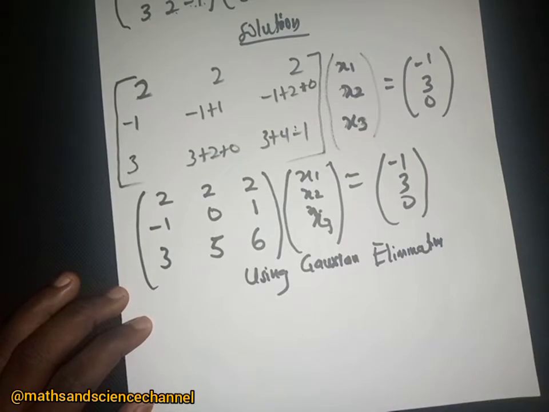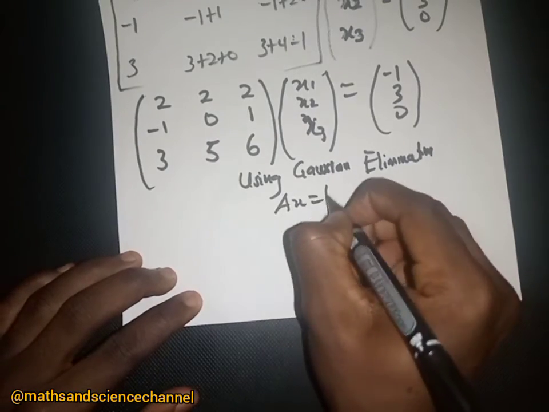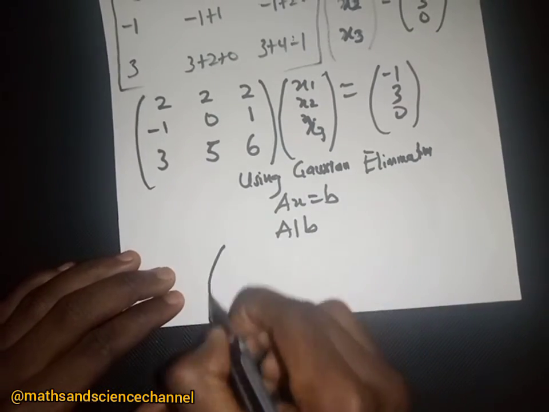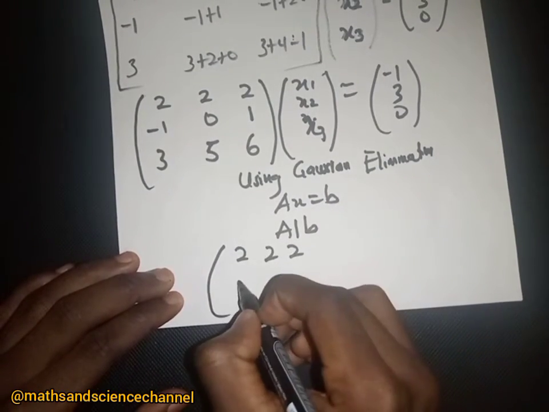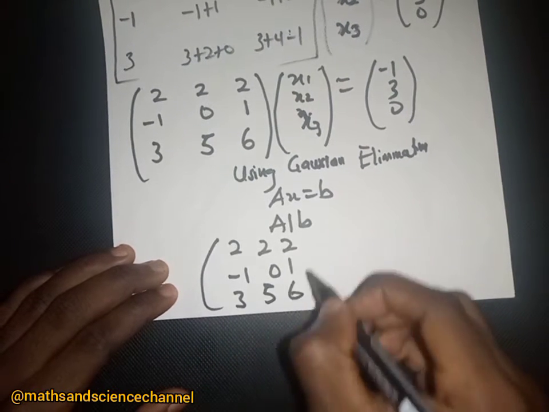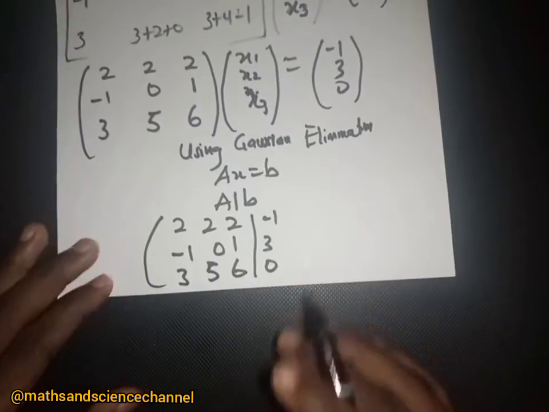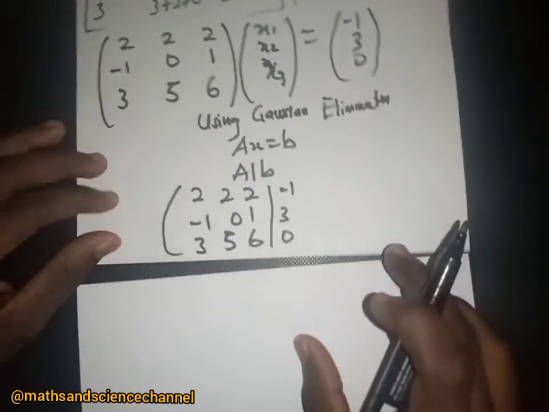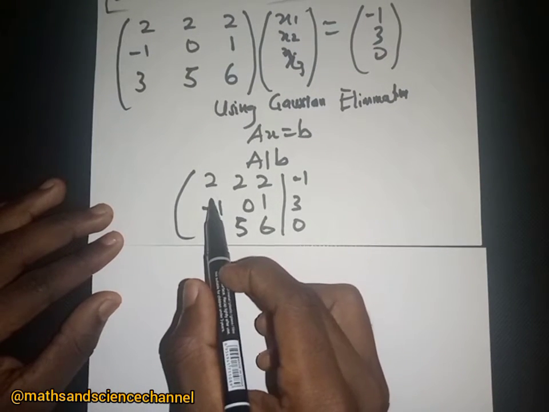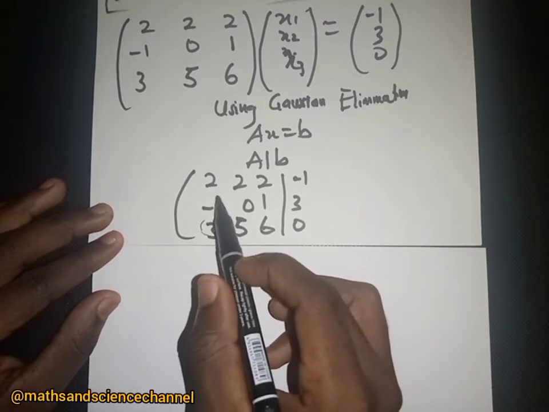Using Gaussian elimination, what we are going to do is form the augmented system, AX being equal to B, which is basically what is here, right? So we're going to use A, then the B here. So we have 2, 2, 2, -1, 0, 1, 3, 5, and then 6 here. And the B part should be -1, 3, and then 0. So since we have this, we want to get rid of the coefficients of x1 in row 2 and the coefficients of x1 in row 3 using row 1.